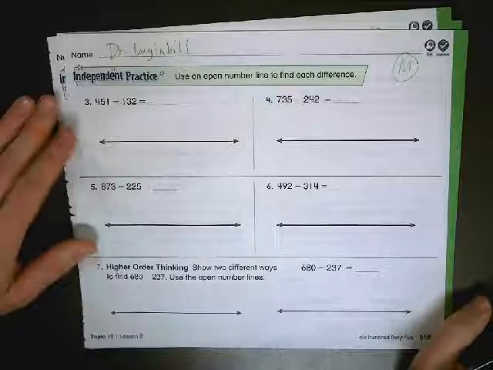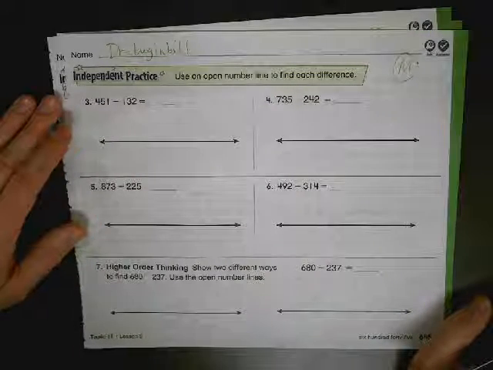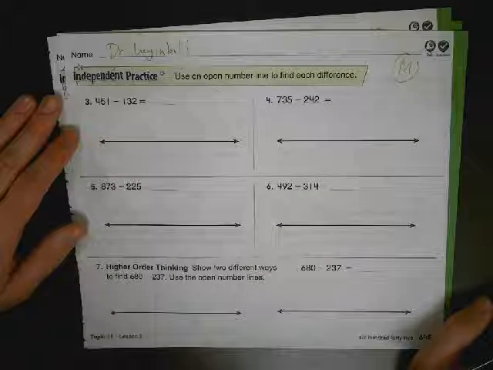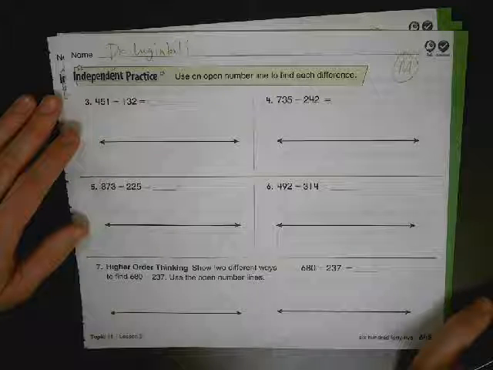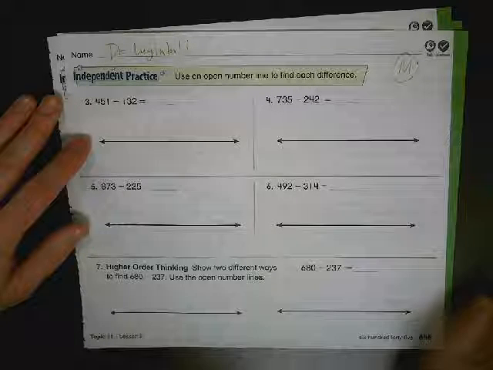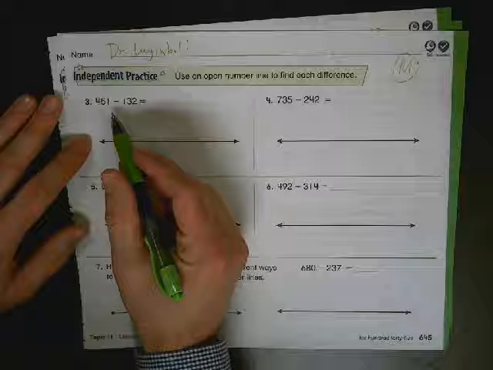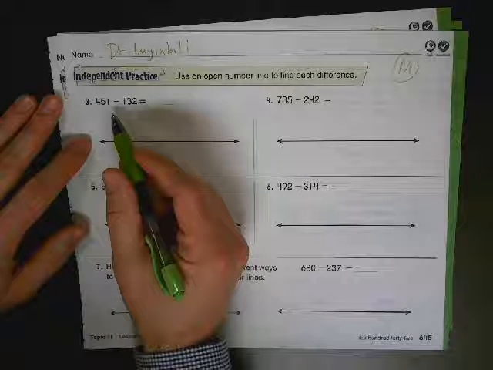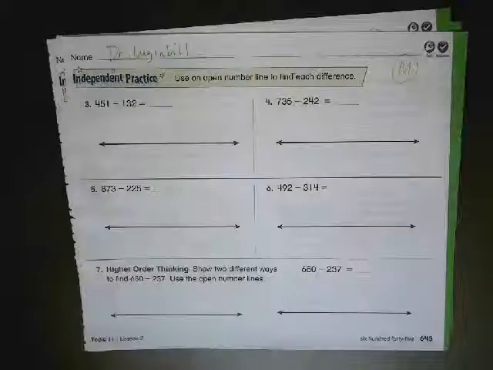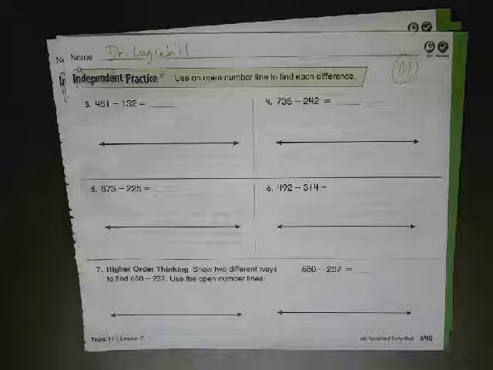As a continuation from previous lessons, using an open number line to find a difference. You're going to start with the minuend and work your way back.